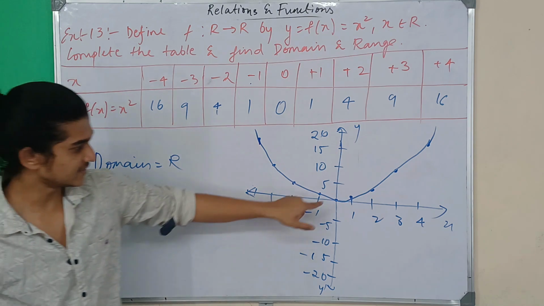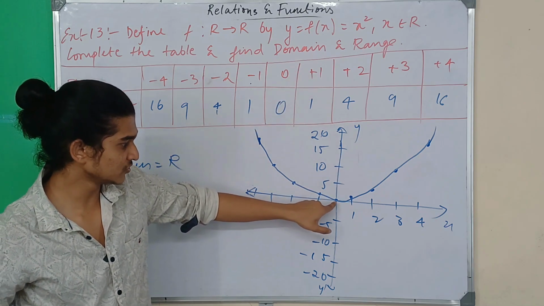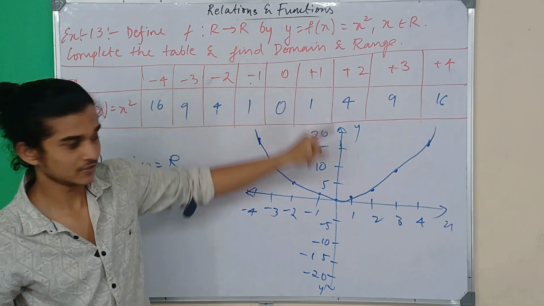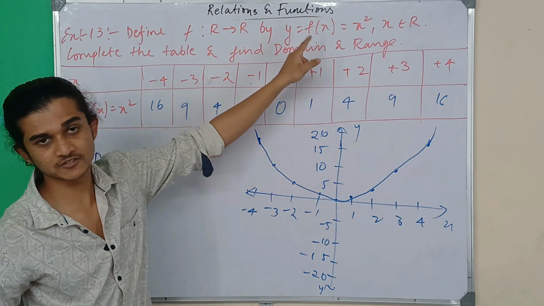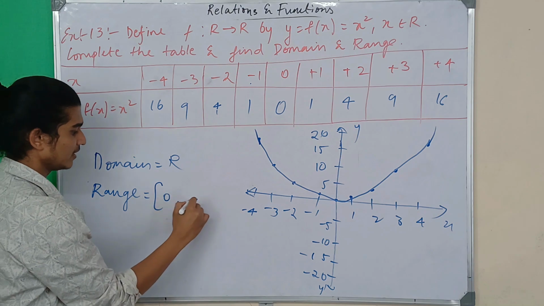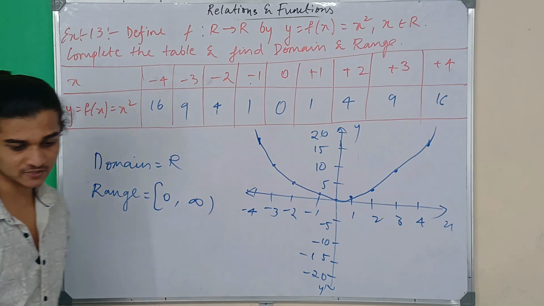Our output is signified by the y-axis, right? You can see the values start from 0 and go all the way to plus infinity. So I can say the range is 0 comma infinity. So this is our answer. This is our domain and this is our range. Now let's move on to the next problem.